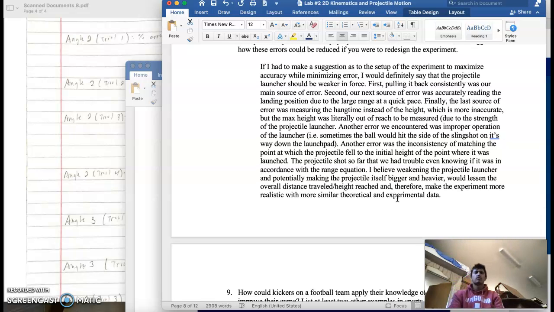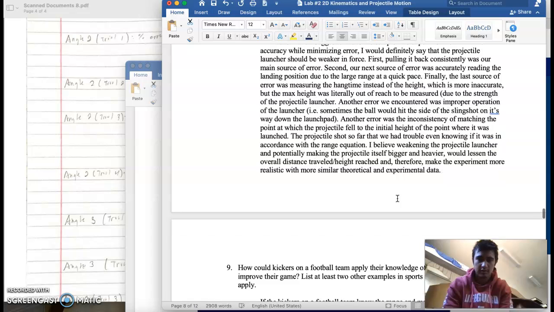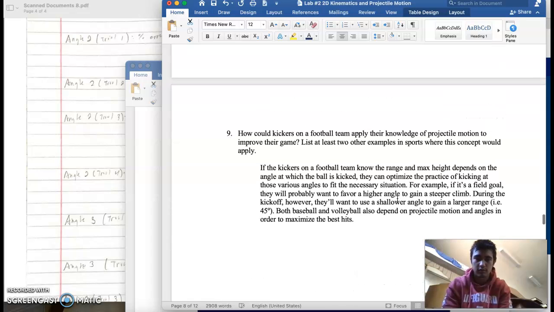And then just overall, the power of the slingshot made it really difficult, just because it shot higher than we were able to measure and farther than we were able to measure. So if it weakened, I think to make the experiment more realistic as a whole, just to have a weaker projectile launcher and then maybe even a bigger and heavier projectile of itself to just have a smaller range.